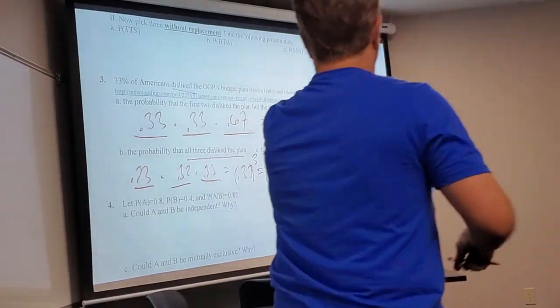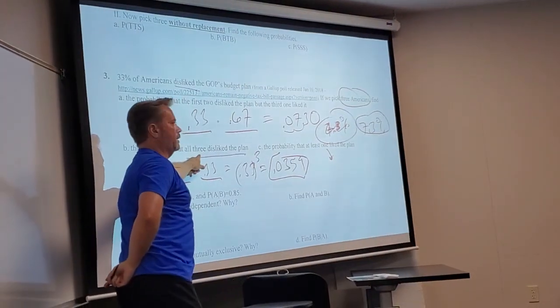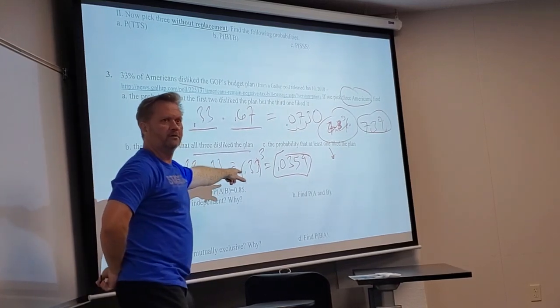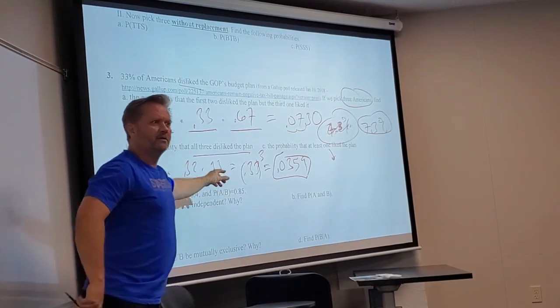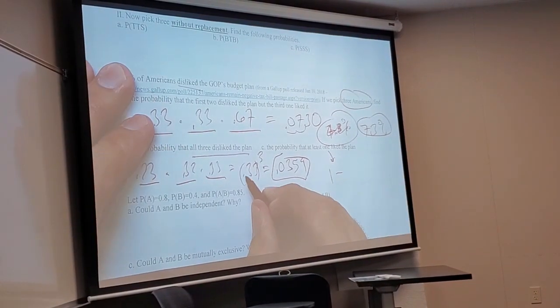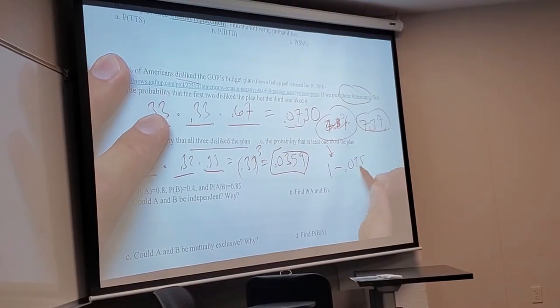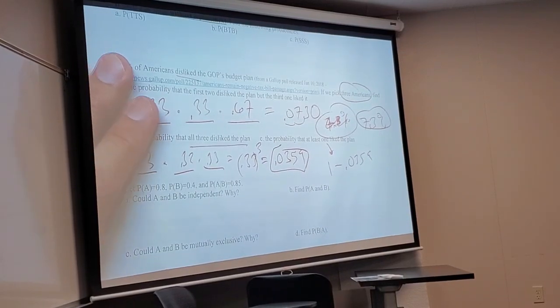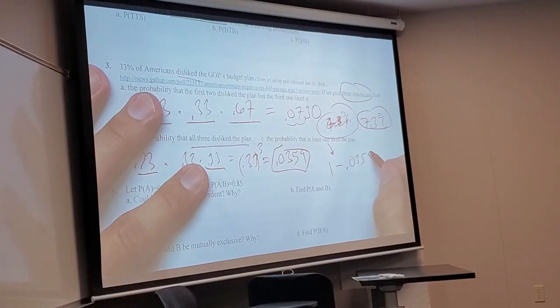the opposite probability is none of them like it, and we already did that work, didn't we? Do you see that? So what's the probability at least one likes it? It would be 1 minus none of them like it, we already did that. We already did it, right?